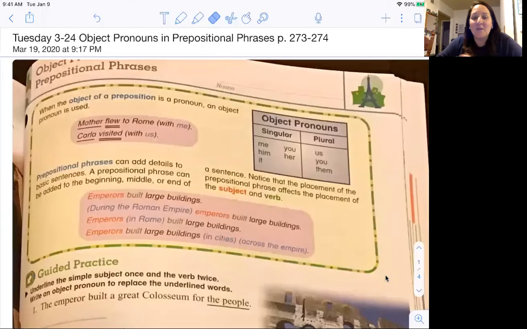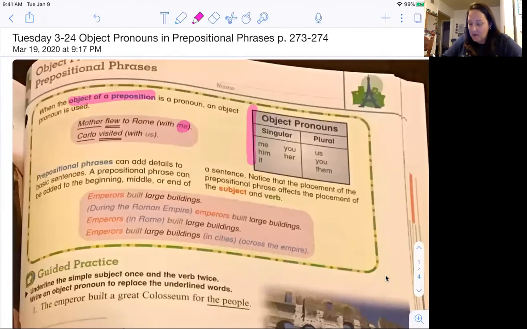So today we're talking about object pronouns and prepositional phrases. An object pronoun can take the place of any noun in a sentence as long as it's used as an object in the sentence, like a direct object or the object of a preposition. When the object of a preposition is a pronoun, an object pronoun is used. Mother flew to Rome with me. Me is my object pronoun. My prepositional phrase is with me.